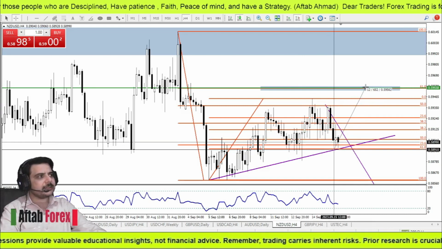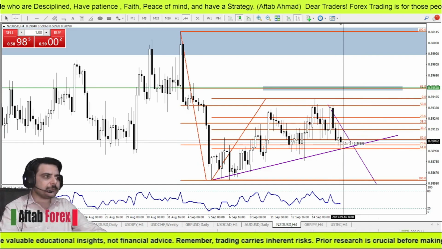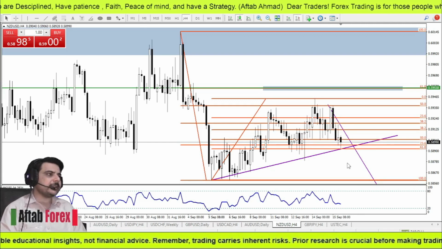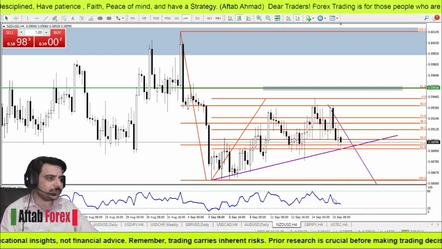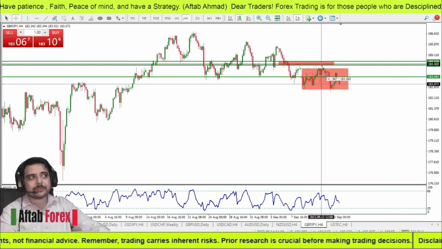We can take a good sell from there, and selling from right here I don't recommend because it can be too risky. Pound yen, this sell trade last week I gave you was very nice.